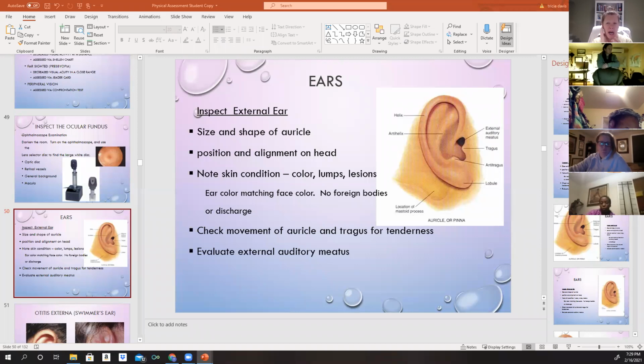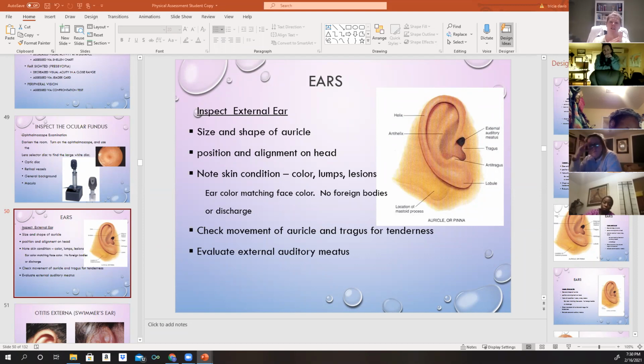Do they have any foreign bodies, any kind of discharge inside or outside of the ear? You want to check the movement. Sometimes patients might not say they have any pain in their ear, and then when you pull down or touch the inner part of the ear, that auricle or that tragus, it can be very tender. That could be a sign of an ear infection.